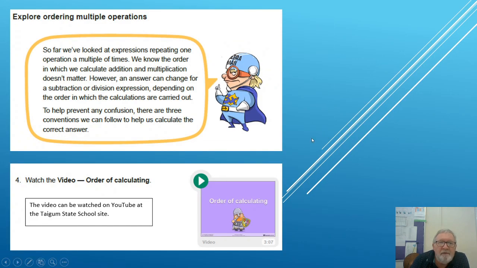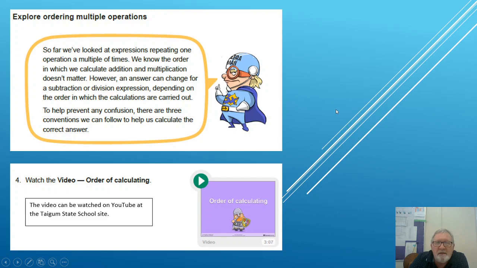So if it only involves one operation, we've seen that multiplication and addition doesn't really matter, but subtraction and division do. I'll repeat what I said before. Get in the habit of working left to right on those. However, if there's a mixture of operations, then things go in a different way. And that's where we really need to apply our conventions for order of operations.